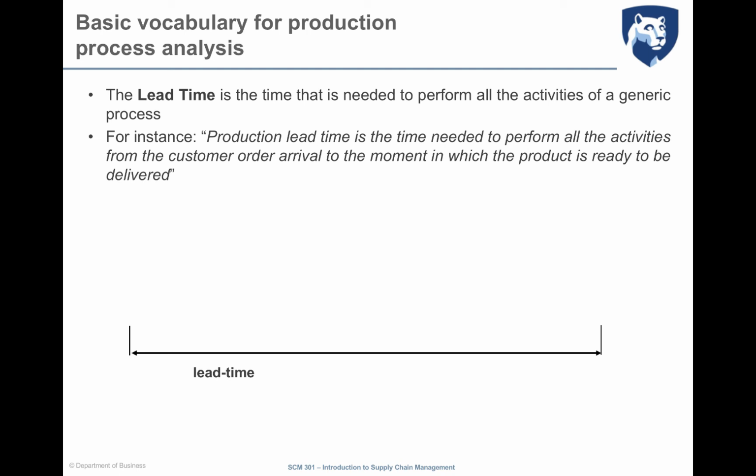If we focus this concept on the production process, we can define the production process lead time as the time needed to perform all the activities from the customer order arrival to the moment in which the product is ready to be delivered. So please, this is important, because when we refer to production process lead time, we are not just talking about the production process time, so the time needed to produce something.